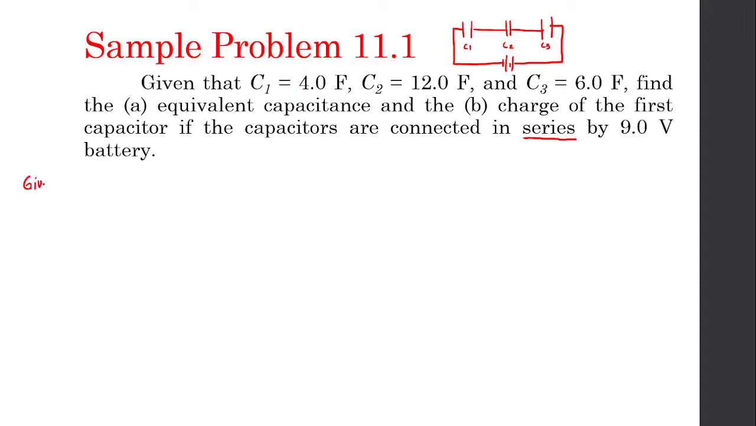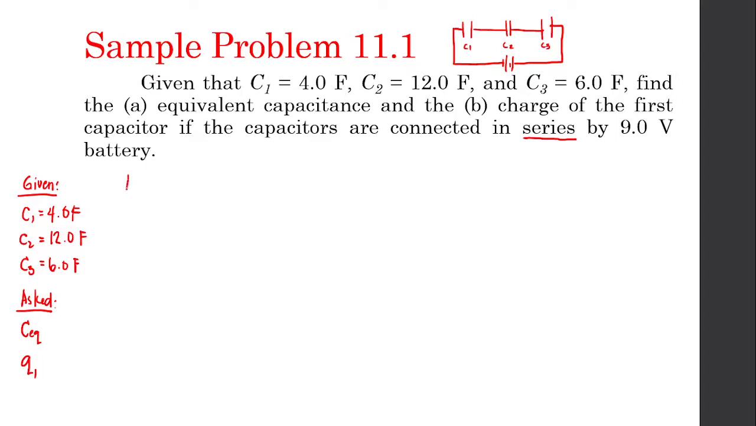And I know capacitor 1, capacitor 2, and capacitor 3 have these capacitances. So if I'm going to write my given, my capacitance 1 is equal to 4 farad, capacitance 2 is equal to 12 farad, capacitance 3 is equal to 6 farad. What it's asking me basically is, what is the equivalent capacitance? Remember, equivalent capacitance is the capacitance that basically represents all your individual capacitors. And lastly, for B, what is the charge of my first capacitor?